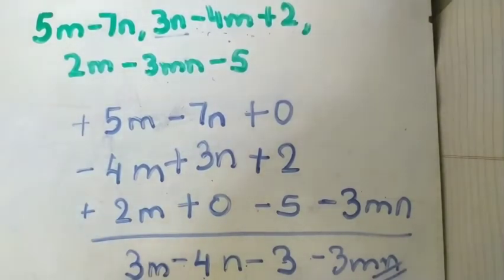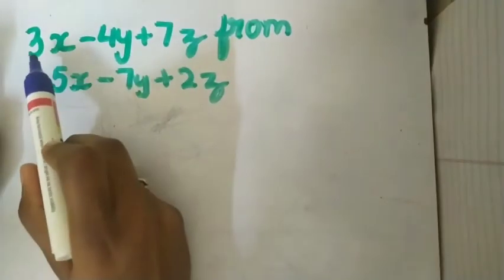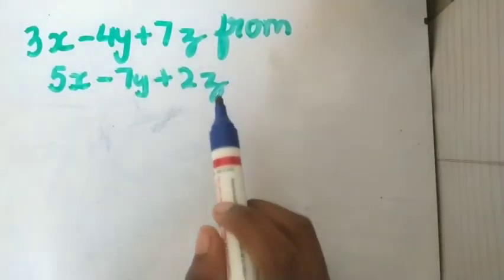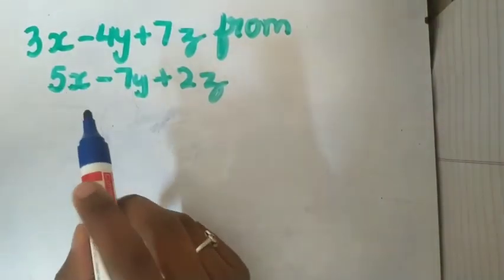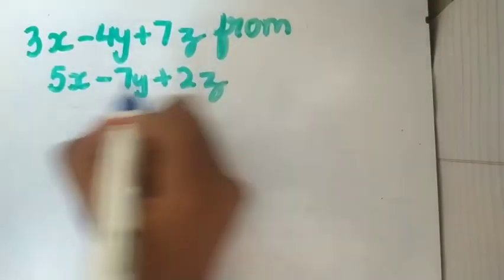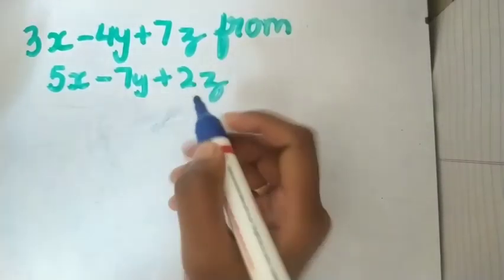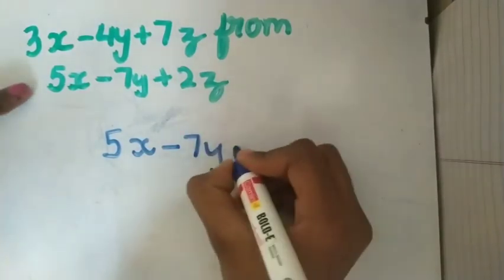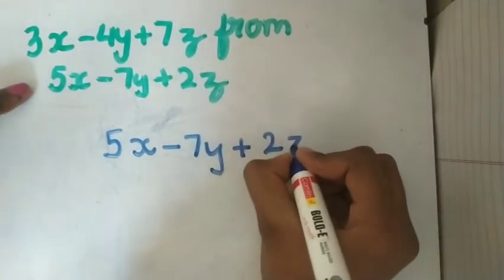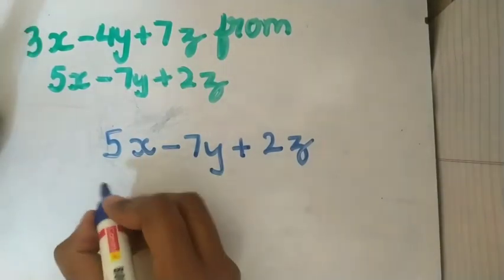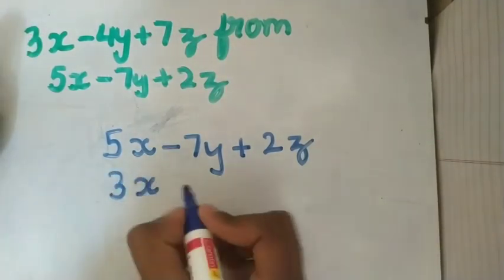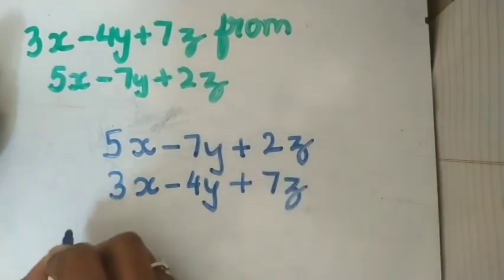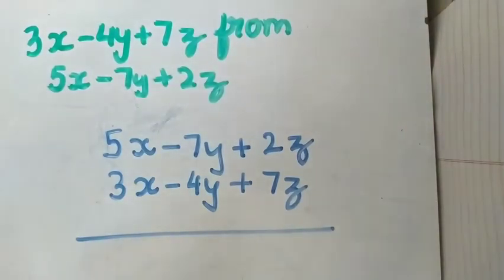So let's go to the next question. The next question is ready. 3x minus 5y plus 7z from 5x minus 7y plus 2z. From means it is understood that this is subtraction. From means you have to take the second number as the first. Okay. Now let's write this number, 3x minus 4y plus 7z. Okay. Now we need to subtract.